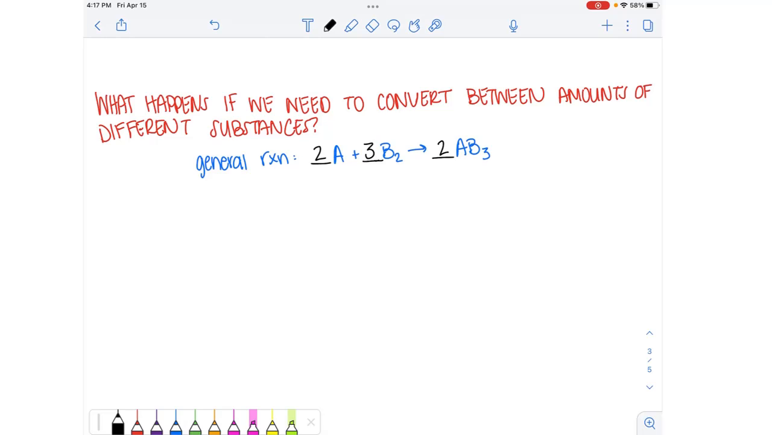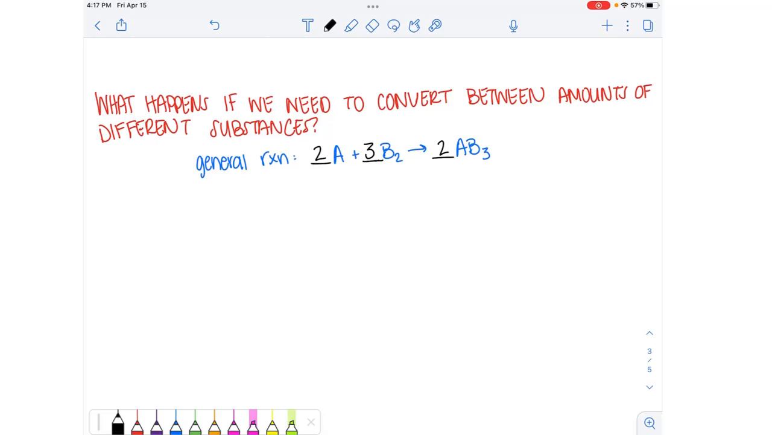So if I give you this general reaction here, let's say you have element A reacting with element B. These two things are going to come together to form compound AB3. Then I've balanced the reaction for you at 2, 3, 2. So for this reaction, what this is telling us is that we need 2 moles of substance A to react with 3 moles of substance B2 to give us out our product of 2 moles of AB3 at the end of this reaction.